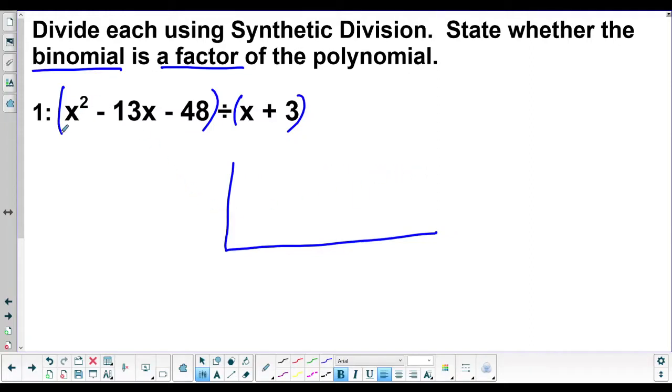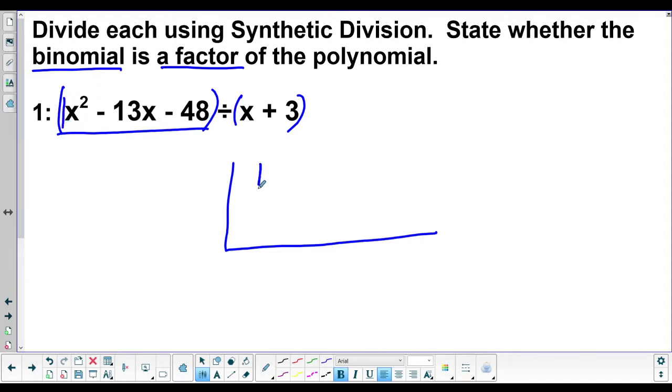So you're going to look at the coefficients of the dividend. Is that the right word? Yeah, the dividend. The thing being divided. The top, if you will. You're going to take the coefficients of each term when it's written in standard form and write those across the top of the L. So the invisible coefficient for x squared is a 1.